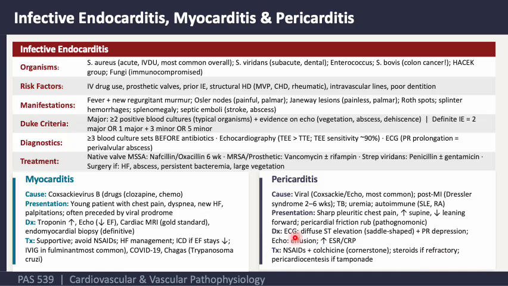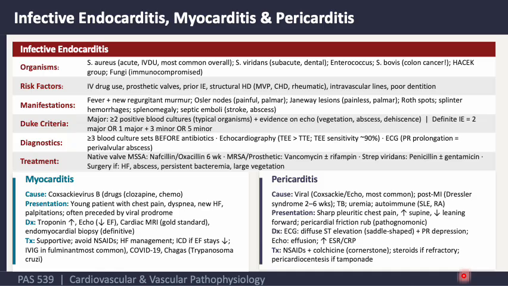Diagnosis, you will have an ECG, which shows diffuse ST elevation pretty much in all the leads with a saddle shape. You can also see PR depression. You would order an echocardiogram. A lot of times they can do it right at the bedside, especially in the ED. You can see the effusion, or you can also order an ESR and a C-reactive protein.